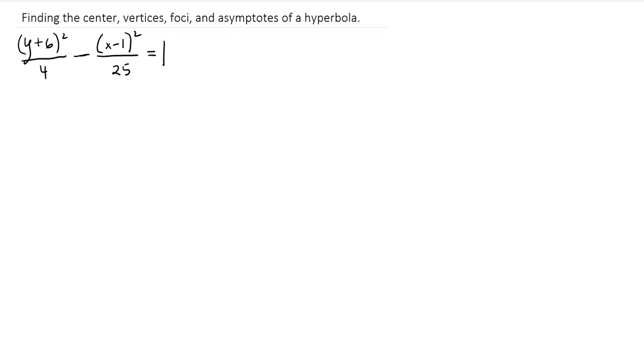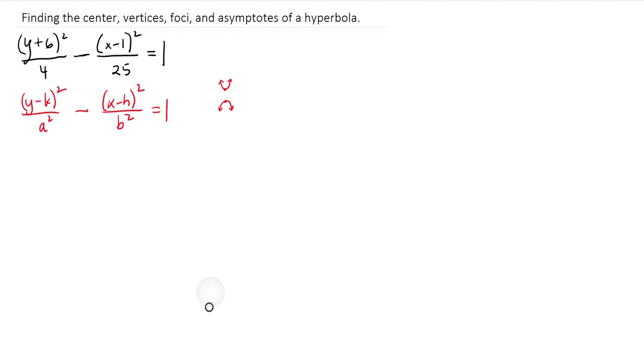Let's analyze this hyperbola in standard form. Okay, so the first thing I'm going to do here is actually write the standard form right underneath it, and so that way we could recognize what's going on. And remember, if the y squared is actually written first, this is a hyperbola that opens up and down, and then with vertices in the y direction.